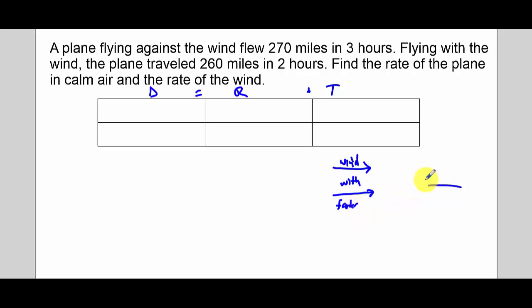Against the wind actually makes me go slower because I'm getting opposed by the wind. In terms of our rates, we know one is going to get faster and one is going to get slower. We're talking about two variable systems, so that's going to affect the rate column. Let's label these with and against.